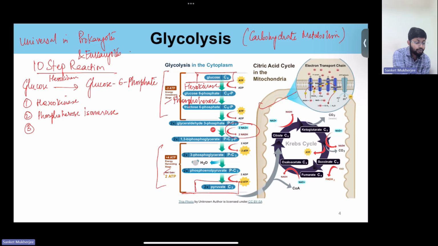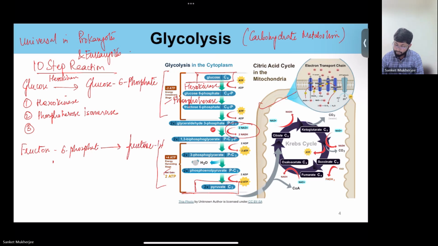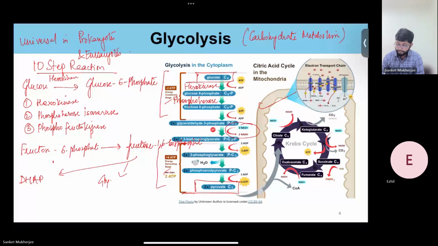the third enzyme, which converts fructose 6-phosphate to fructose 1,6-bisphosphate. The reaction is missing here. The enzyme is phosphofructokinase. Then fructose 1,6-bisphosphate is converted into dihydroxyacetone phosphate. So there are two ways, either dihydroxyacetone phosphate or glyceraldehyde 3-phosphate. So this is done by the enzyme aldolase.